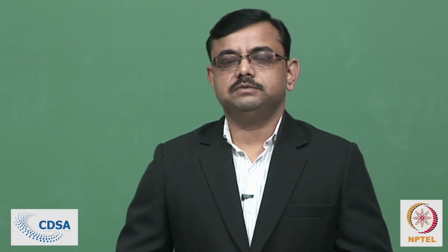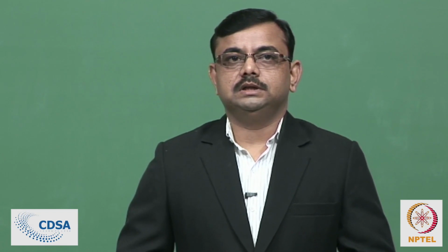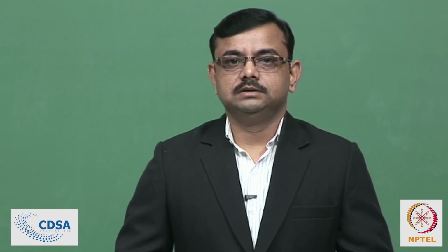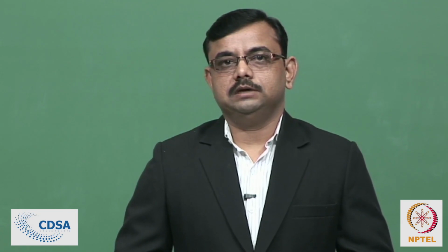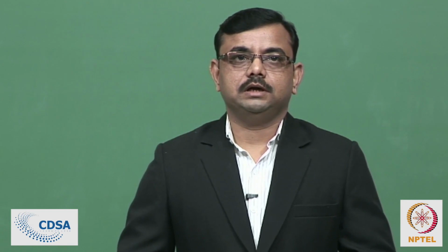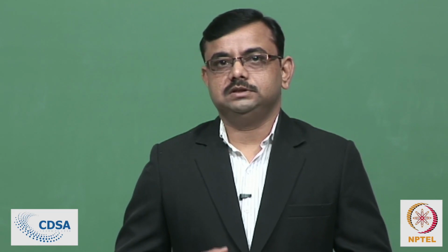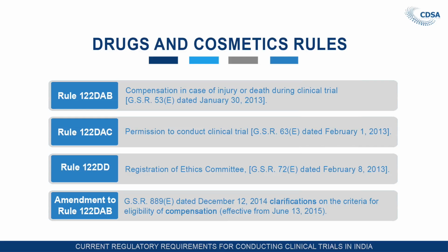After verifying these documents, if the data is found adequate and the licensing authority is satisfied, then the licensing authority can issue a clinical trial permission to conduct phase 1, phase 2 or phase 3 for that drug. These permissions can be given with conditions, and the applicant has to follow these conditions of the permission.